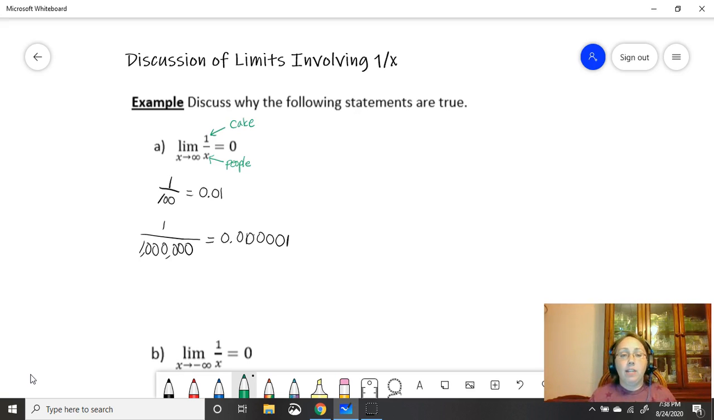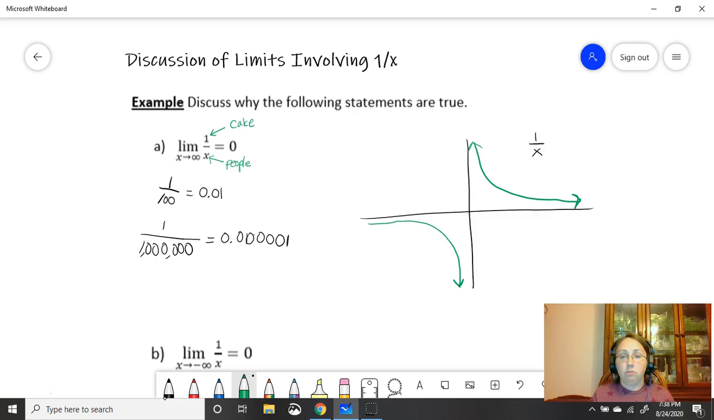All right, another way to talk about this is to use the graph. So let's actually draw out what 1 over x looks like. If you don't remember what this looks like, that's okay. I'm drawing it for you now. You might want to write this down and remember it. You might see it come up later. Graphs can help you in calculus determine answers.